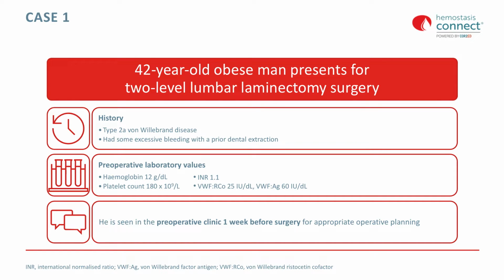So we're going to talk about two cases, and we hope these will illustrate some important principles of patient management. The first case I'm going to describe, and then I'll ask Dr. Boban some questions. We have a 42-year-old man who presents for lumbar spine surgery. Of note, this patient has a history of von Willebrand disease, type 2A, and a history of some excessive bleeding with a prior dental procedure. You see the patient's laboratory values here, and importantly, we have the patient's von Willebrand factor antigen level and the von Willebrand factor ristocetin cofactor activity.